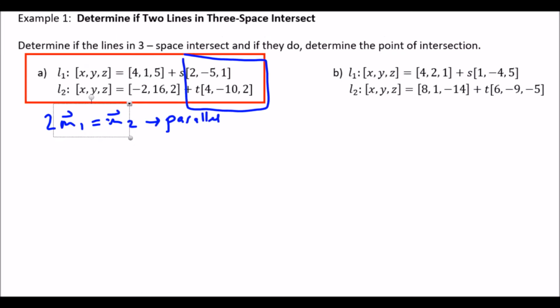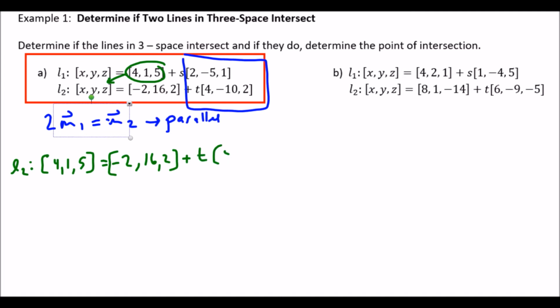How do I check it out? So what I do for this is I take a point from line 1 and put it into line 2. So I'm going to have, here's line 2. You could do it vice versa. You could take the point from line 2 and put it in line 1 and check if it works. But we're going to do line 2 here. So again, this guy goes in for x, y, and z. So I'm going to have 4, 1, 5 is equal to -2, 16, and 2 plus t, 4, -10, and 2.